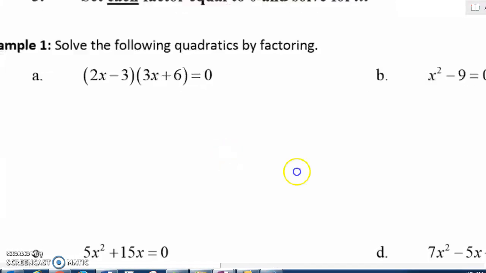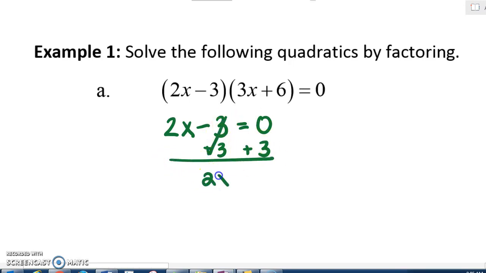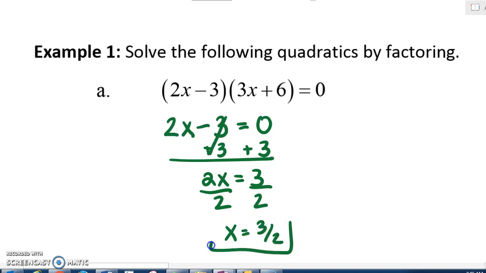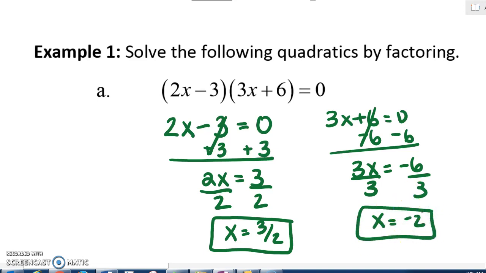Now, example 1a, I'll zoom in a little bit, says solve the following quadratic by factoring. The good news is it's already factored. So I can go ahead and do the zero product property, which means set 2x minus 3 equal to 0, add 3 to both sides. 2x equals 3, and then divide by 2 on both sides, and x equals 3 divided by 2. And then you can also do the same thing with the other factor. 3x plus 6 equals 0. Subtract 6 on both sides. 3x equals negative 6, divide by 3, and x equals negative 2. These are our 2 solutions for the quadratic.